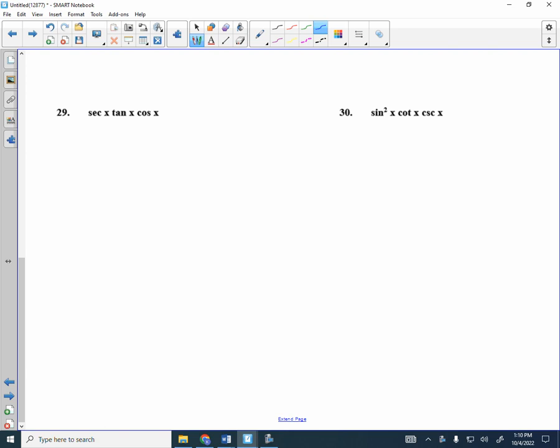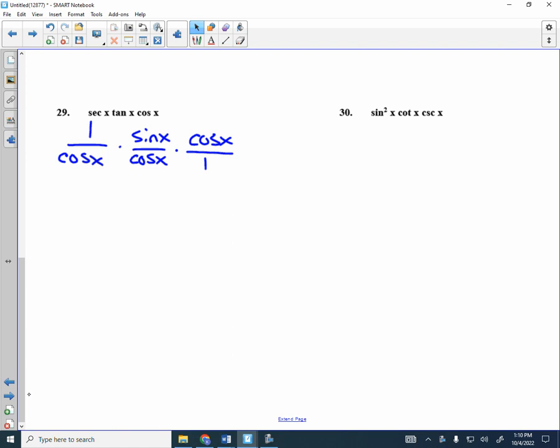Okay, so good. There's a couple ways to look at this. I started to see people think about it. 1 over cosine of x times tangent, which is sine of x over cosine of x, and cosine is cosine of x over 1. So what's going to happen? One of the cosines cancels, and you're left with tangent. From the beginning, you could notice that secant and cosine are reciprocals, so they will cancel.